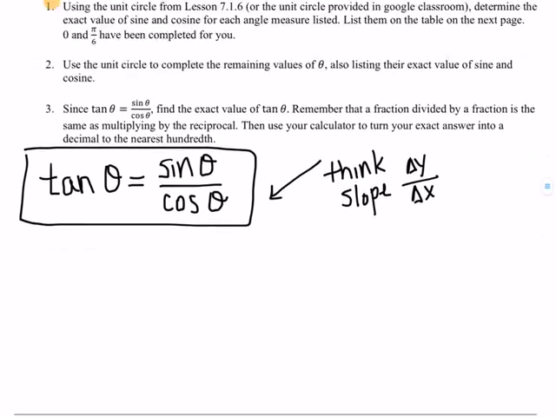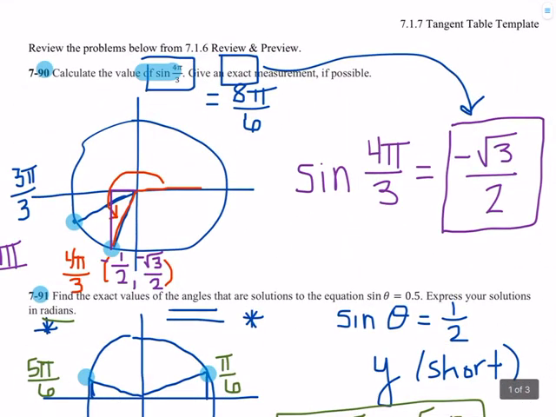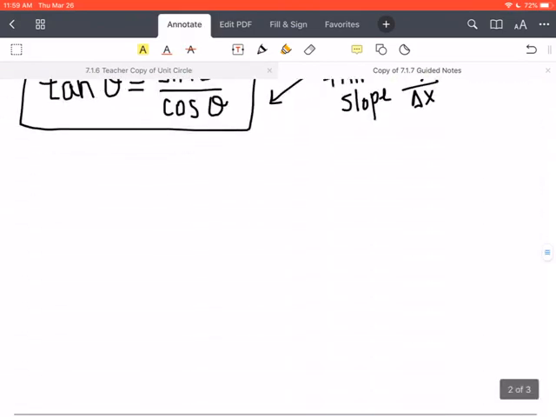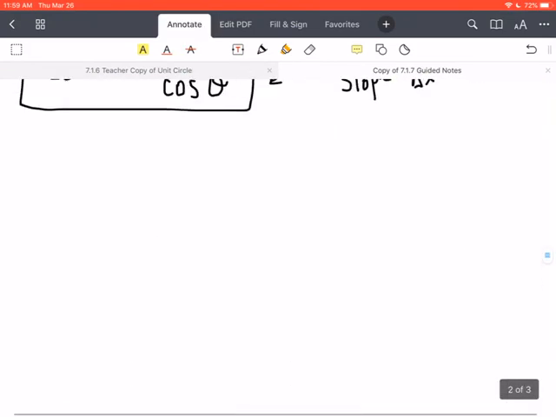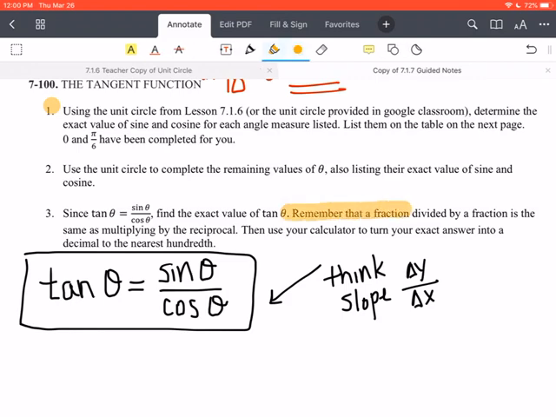Okay, there's my marker. So it says that we want to start finding exact values of tangent. It says, remember that a fraction divided by a fraction is the same thing as multiplying by the reciprocal of that second fraction. We did this when we were dividing rational functions back in first semester. Then use your calculator to turn the exact value into a decimal.